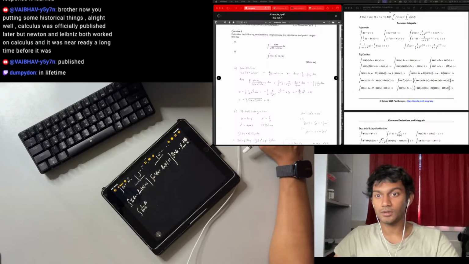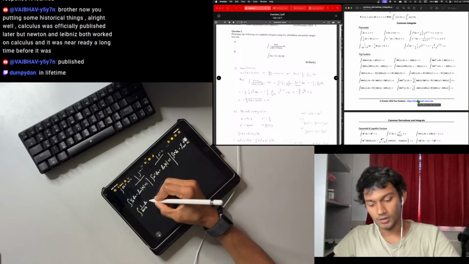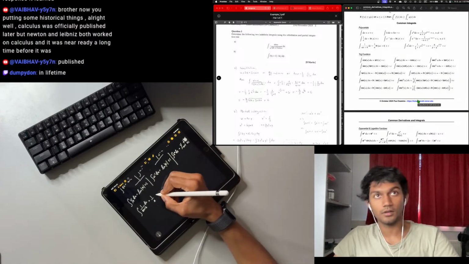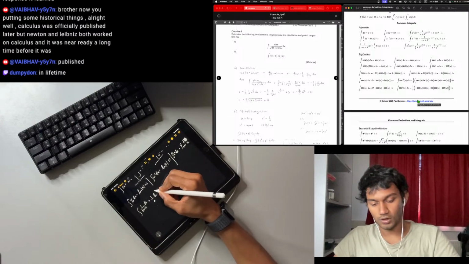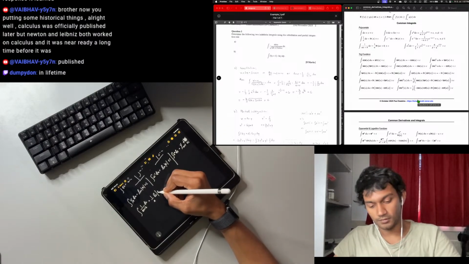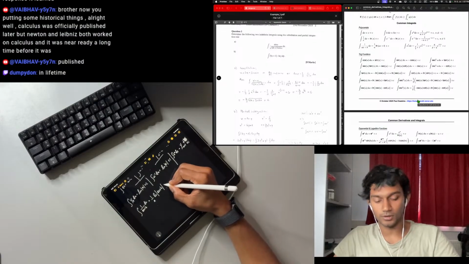Integral of 1 by ax plus b equals 1 by a natural log of ax plus b plus c.